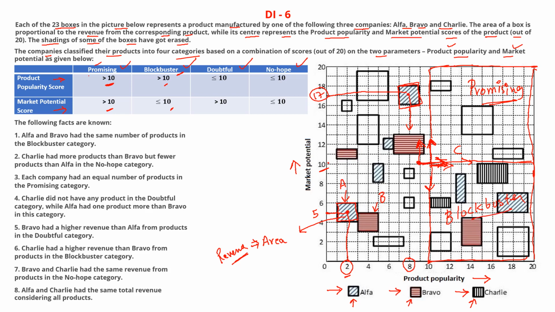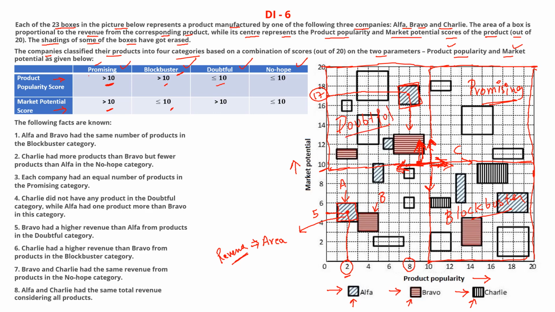Similarly, for doubtful, it is less than or equal to 10 for product popularity. For less than or equal to 10, we have to go backwards, and greater than 10 for marketing potential. That means upwards, marketing potential greater than 10. That means this region. So this particular region is representing the doubtful region.